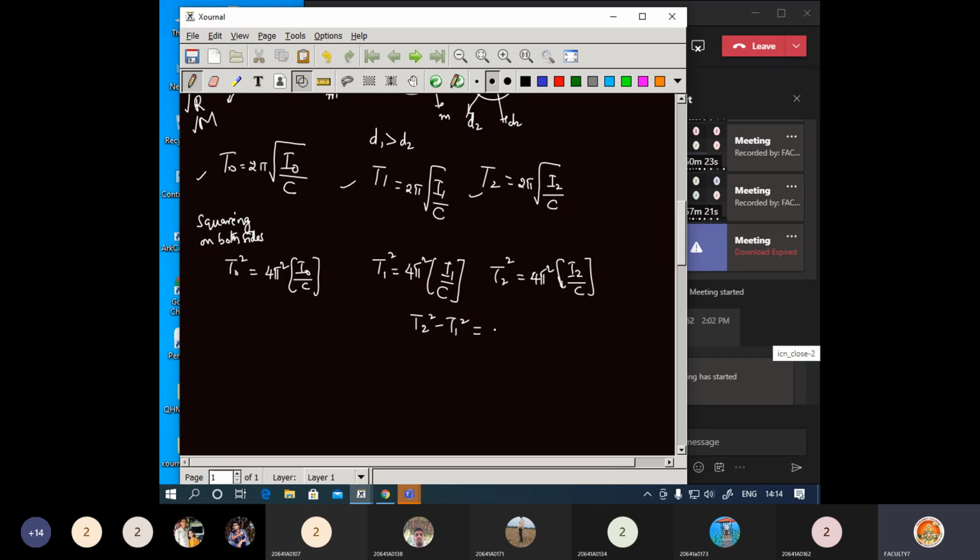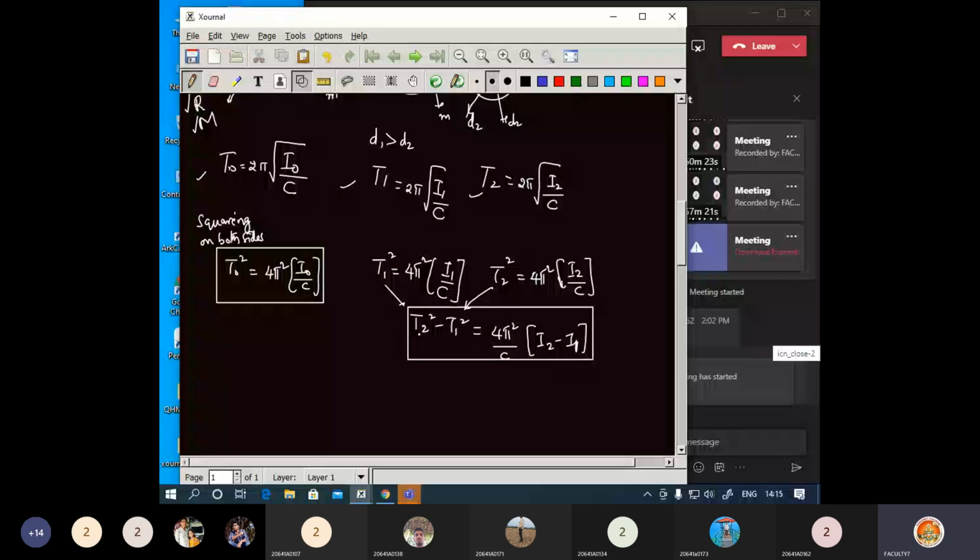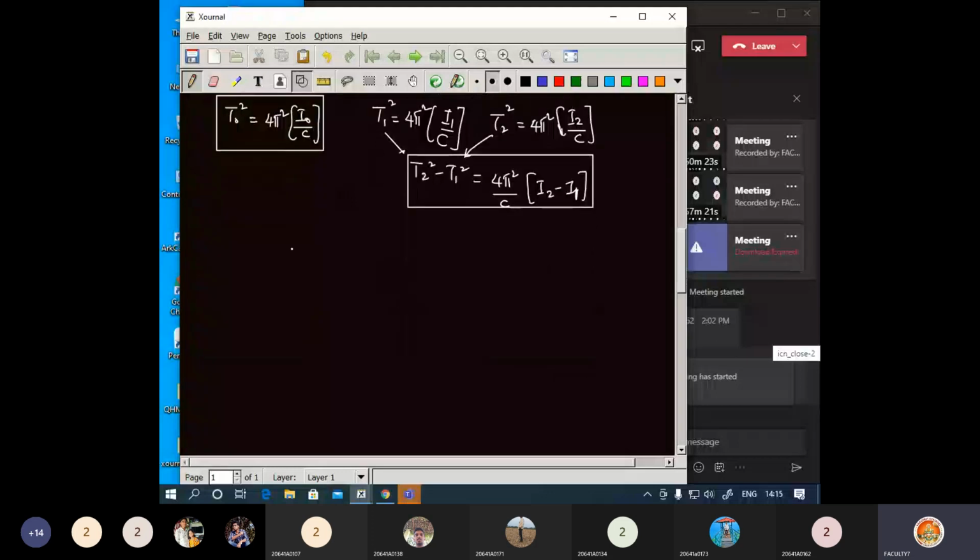Now here what we are going to do is take T2 square minus T1 square. This will be equal to 4 pi square by C, removing the common factor, into I2 minus I1. Depending on these two equations, you will get this. Now this will remain as it is here. Now what we are going to do with these two? I will take T naught square by T2 square minus T1 square.